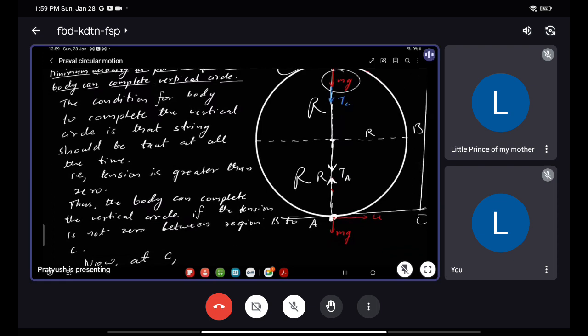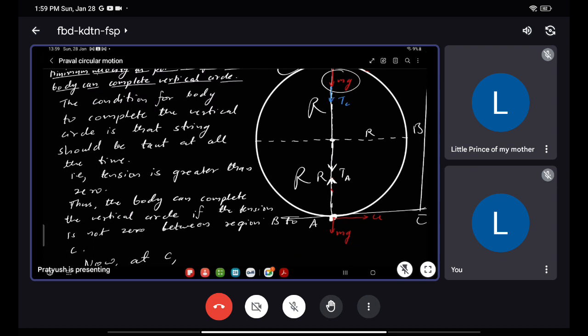Now, for the body to complete a full vertical circle, the one condition is that the string must always be tight. If the string becomes loose, then it will not be circular motion. The body will fall down from any path. By covering any of the path means that it won't necessarily be circular. It can be projectile motion, a parabolic path.